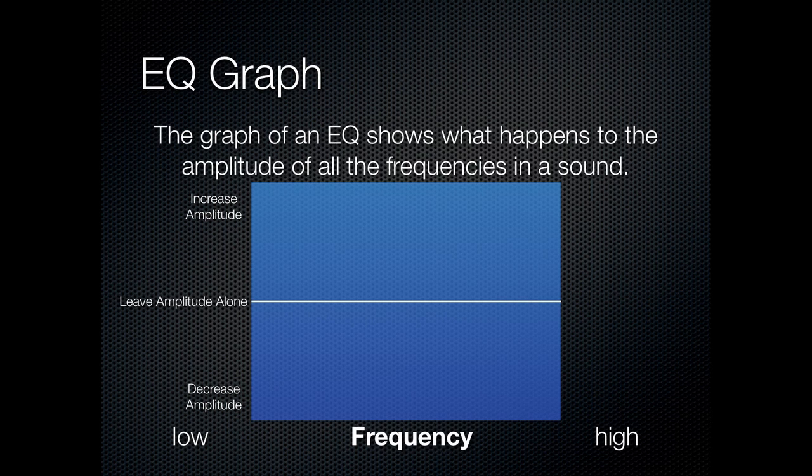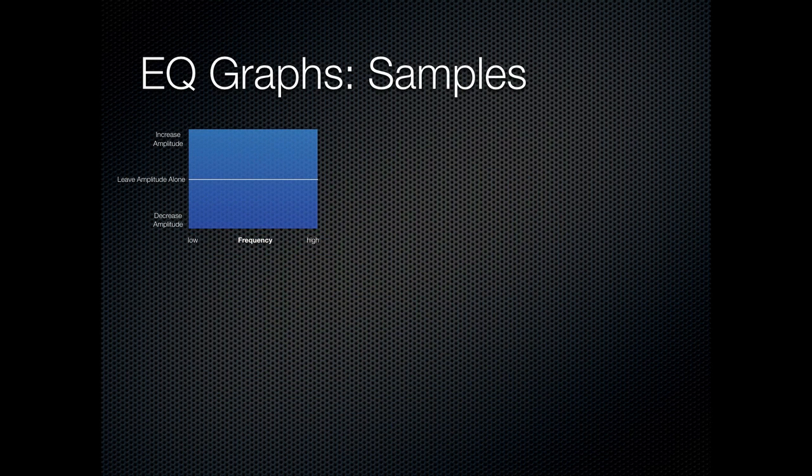So let's listen to what happens when you use various types of filtering on a track that has several different instruments in it. First, here's the example track that we're using.